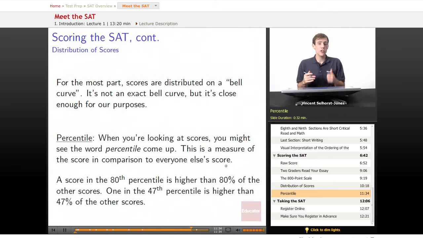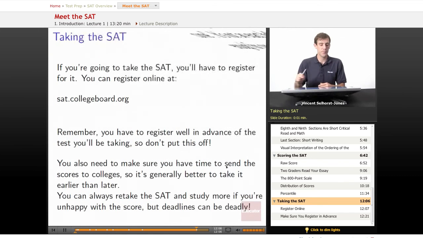There's also the word percentile that you'll hear show up, and what that means is it's a way to compare your score to everyone else's score. The word percentile will pop up when you look at your score report. It's a measure of how well you did compared to others. A score in the 80th percentile means that it's higher than 80% of the other scores. A score in the 47th percentile is higher than 47% of the other scores. So it's just a way of saying how much better you did than everybody else. What's your score in comparison to the rest of the group?